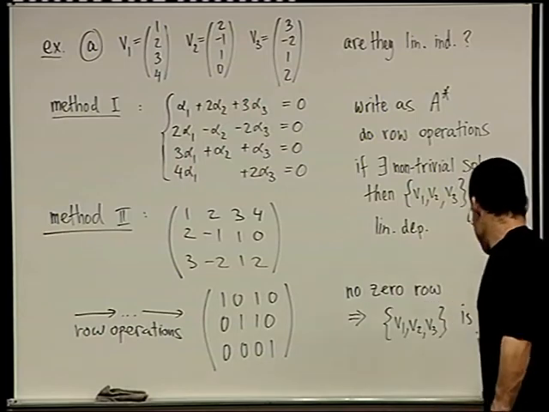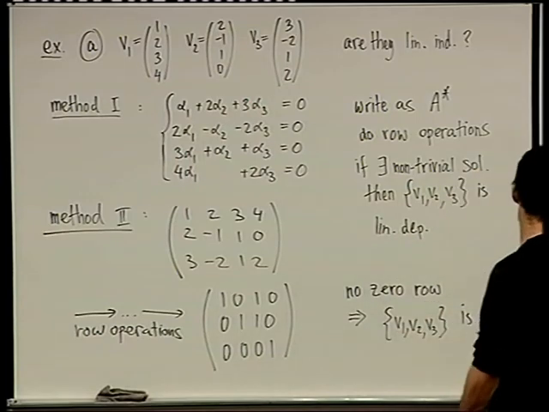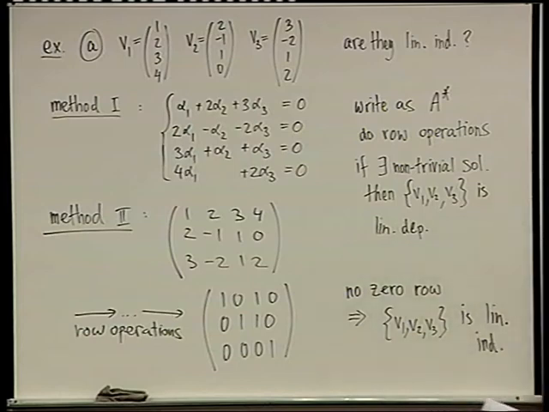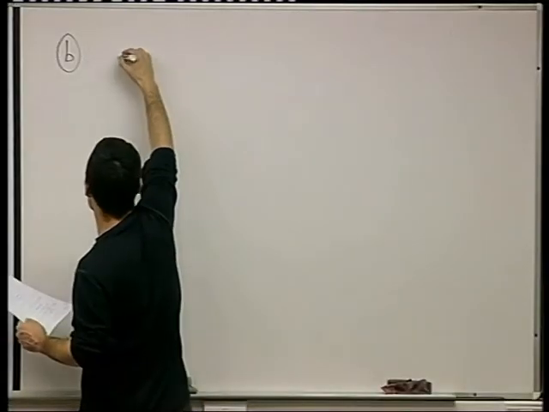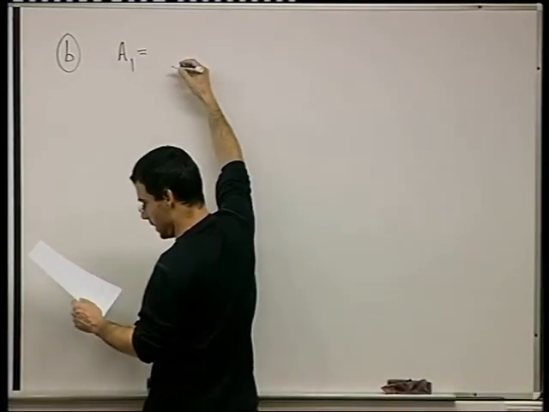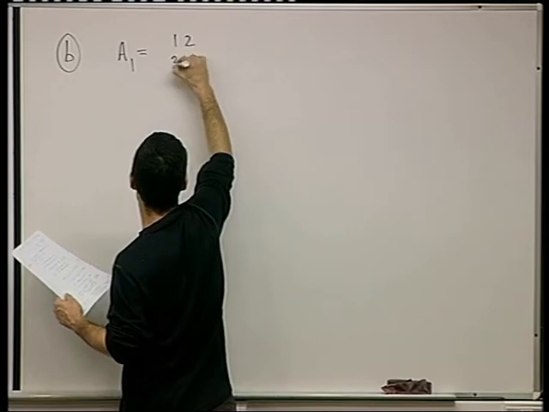So now I want to take this same exact example, but in disguise. So I'm going to write something else that's going to seem taken from a totally different context, but it's going to turn out to be very, very similar. So here's example B. Let's look at three matrices. A1 is going to be the matrix 1, 2, 3, 4.